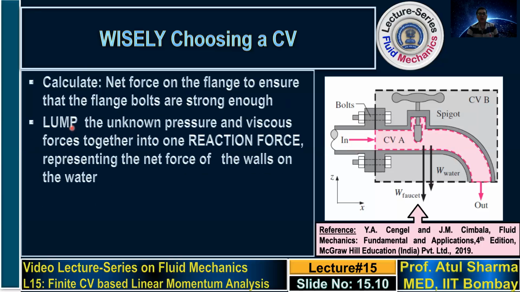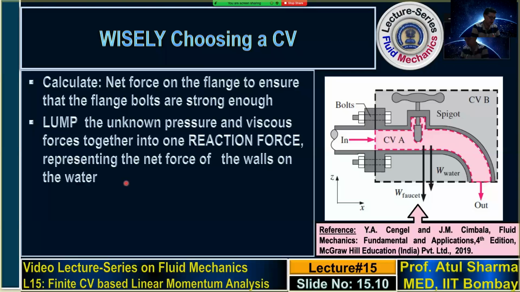So while choosing the control volume, a wise procedure is to lump the unknown pressure and viscous forces together as one reaction force and represent the net force of the walls on the water. So when we use, let us suppose, the black control volume, we represent the reaction force from the nuts and bolts. Let us suppose this is Fx and in the vertical direction you have Fy.